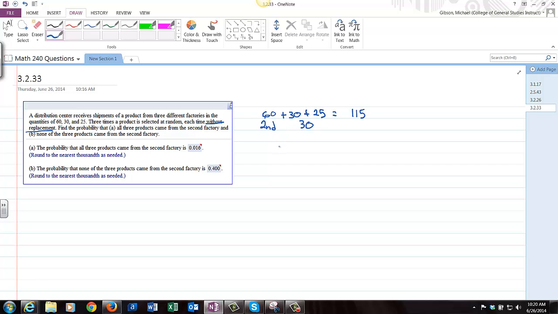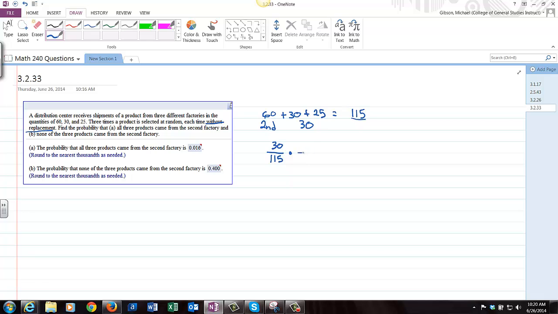Alright, so we got 3 of them. We're going to choose 3 shipments one at a time. What's the probability the first one comes from the second factory? Well, the total number of possibilities is 115, and 30 of them come from the second factory. So that's the probability the first one comes from the second factory.